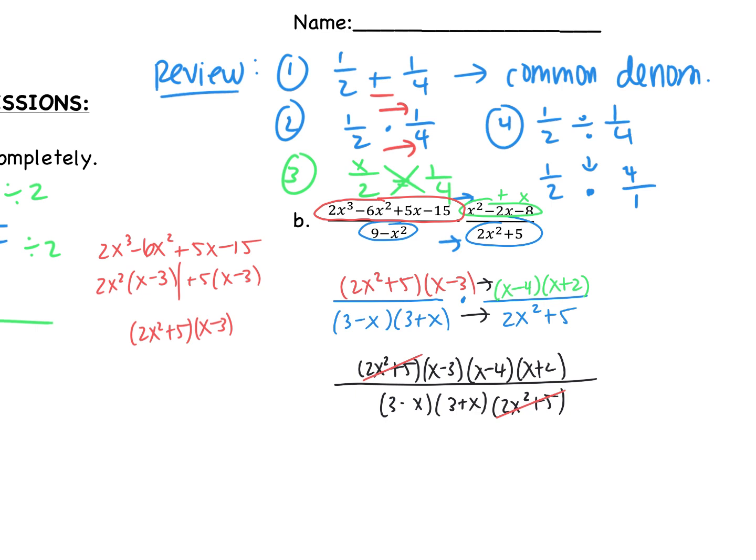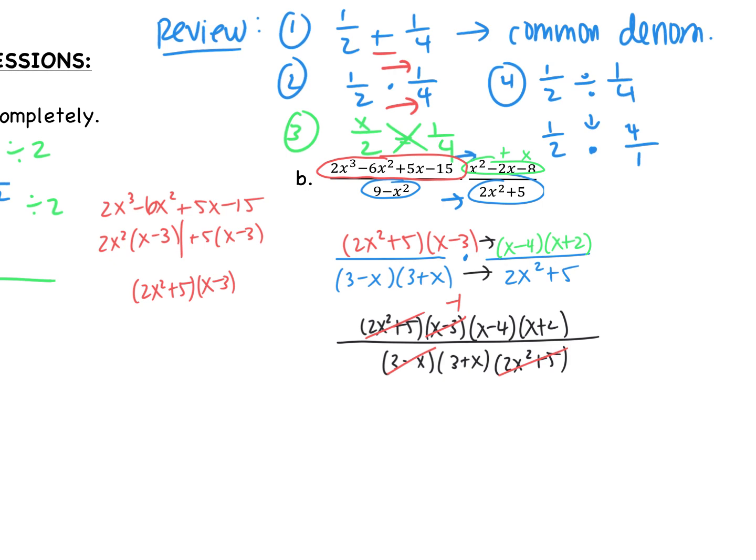Okay, other than that, the only things that look similar are x minus 3 and 3 minus x. The question is, are those exactly the same? No. Here x is positive, here it's negative. Here 3 is negative, here 3 is positive. So what happens when they are almost the same, but the signs are switched, is they do cancel, but they leave a negative 1. So our answer then becomes negative 1 times x minus 4, x plus 2, all over 3 plus x.